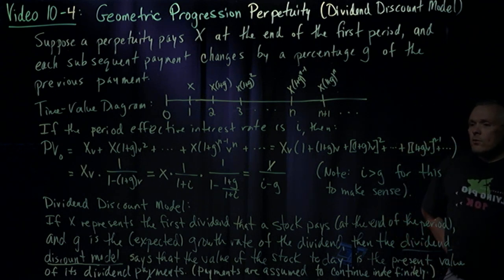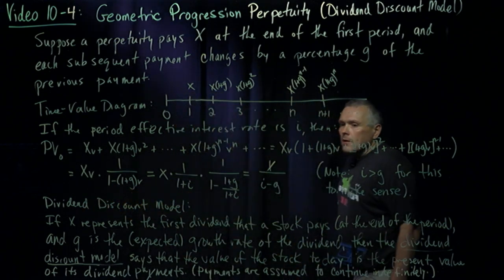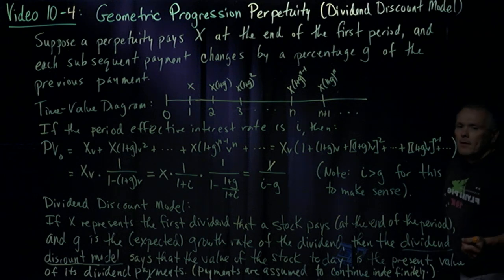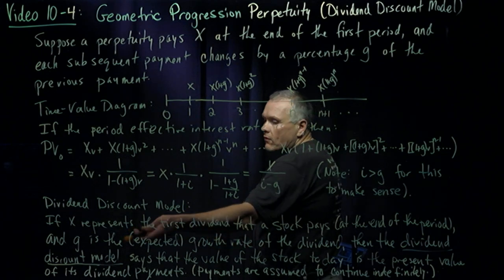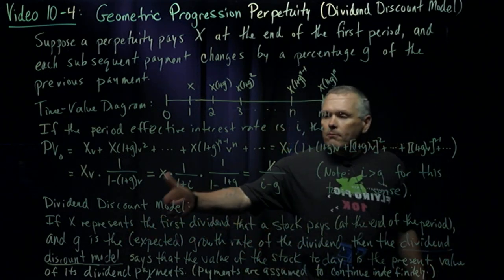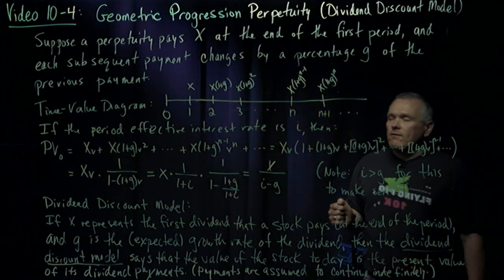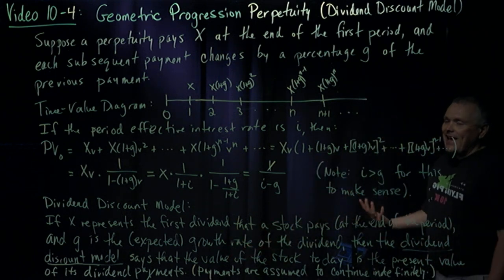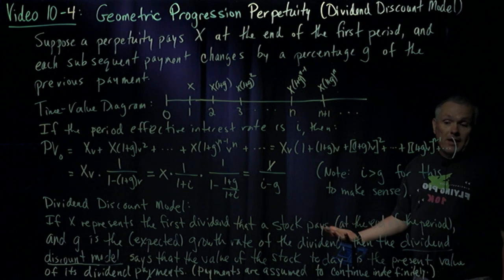So how does this apply to stock pricing? There's a model for stock pricing that's referred to as the dividend discount model. If you have a stock that pays dividends at the end of each period, whatever that period happens to be, maybe it pays quarterly, maybe it pays annually, and the dividend is expected to grow each period, so that G is our expected growth rate, then we can think about the present value of the dividends in the exact same fashion that we just did for the perpetuity. The dividend discount model says that the price of the stock today should be the present value of those dividend payments.